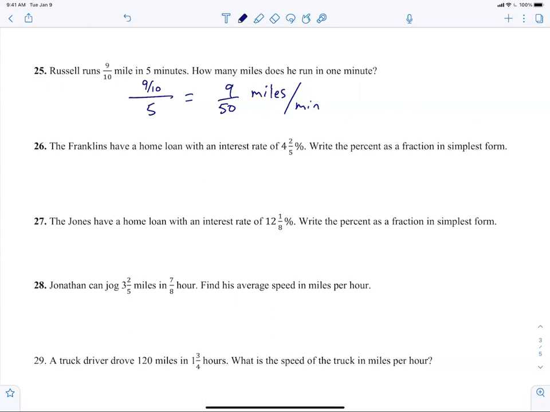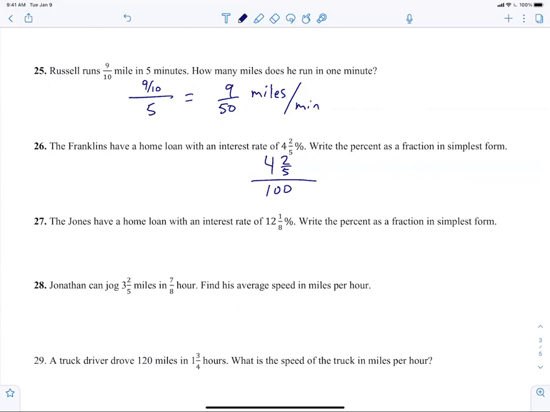The Franklins have a home loan with an interest rate of 4 2/5%. Write the percent as a fraction in simplest form. What does percent mean? Decimal? Nope. Oh, out of 100. Out of 100. Percent means out of 100. So how do I write this? 4 2/5 over 100. Yes, 4 2/5 divided by 100. That's an excellent explanation.